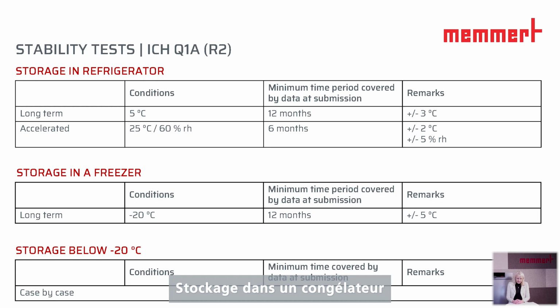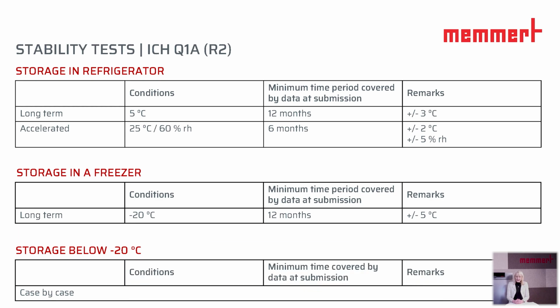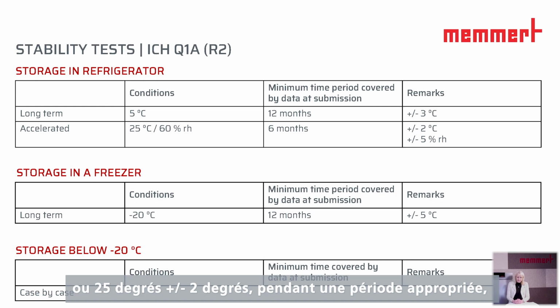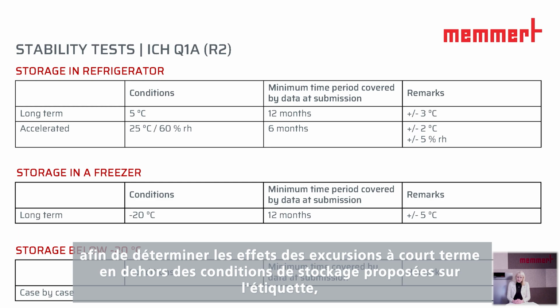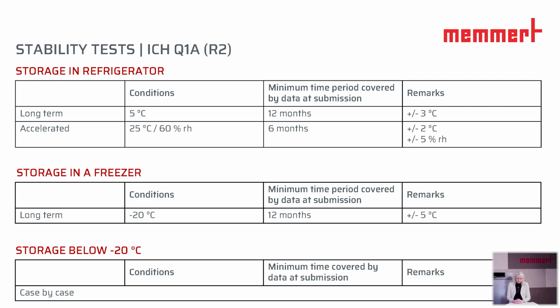Storage in a freezer, this is actually very rare. Here the testing has to be done at minus 20 degrees for 12 months in a limit of plus minus 5 degrees. In the absence of accelerated storage, the testing of a single batch at elevated temperature, for example 5 degrees plus minus 3 degrees or 25 degrees plus minus 2 degrees, for an appropriate time period to address short term excursions outside the proposed laboratory storage condition is requested, and here that is for shipping and handling.